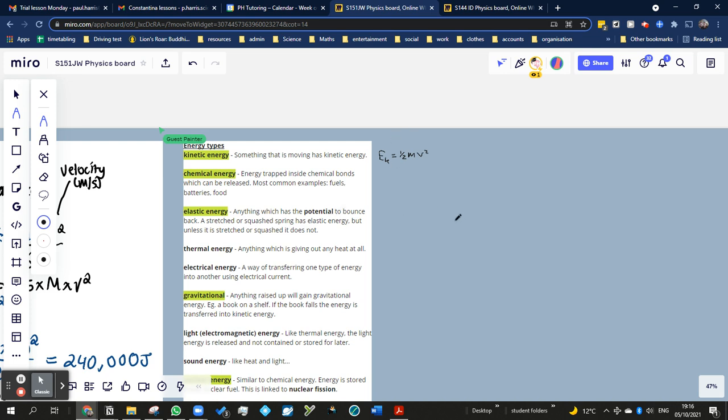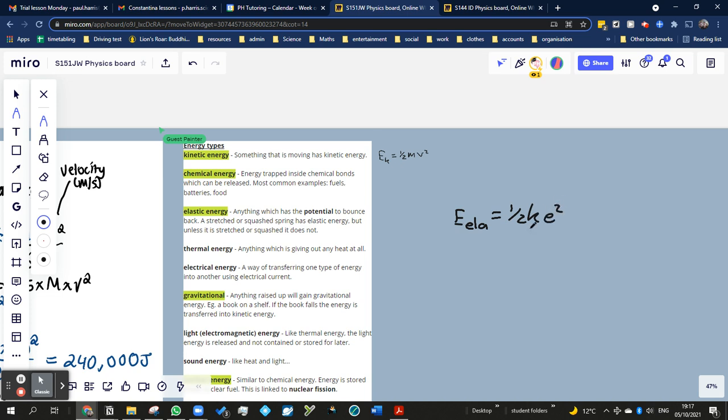So we've got elastic energy, which I'm going to call ELA. The reason for that is because EE would be electrical energy, and EL would also be electrical energy. So I'm going to call it ELA. Okay, so this is elastic energy. And to calculate that, it's going to be half times k times e squared.